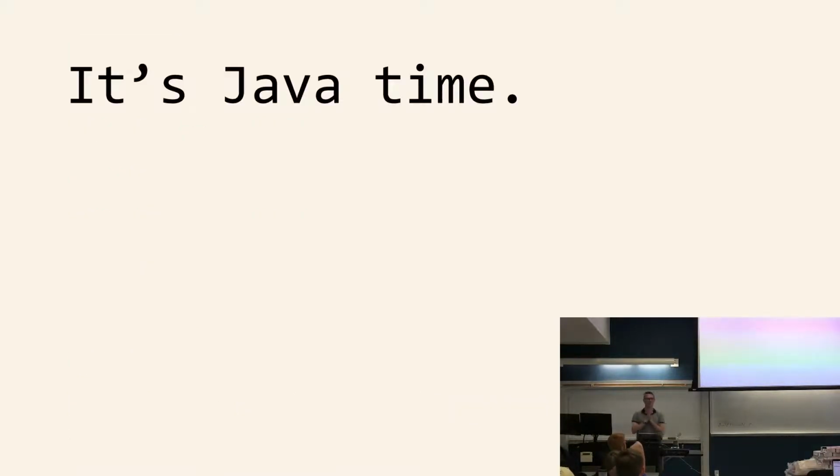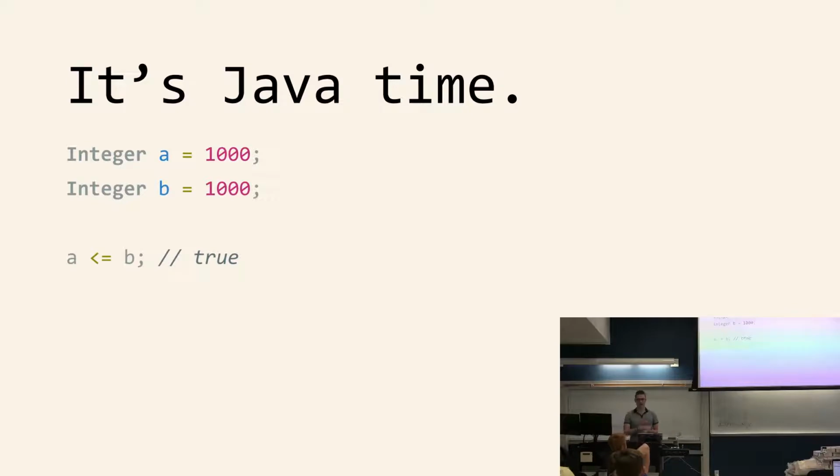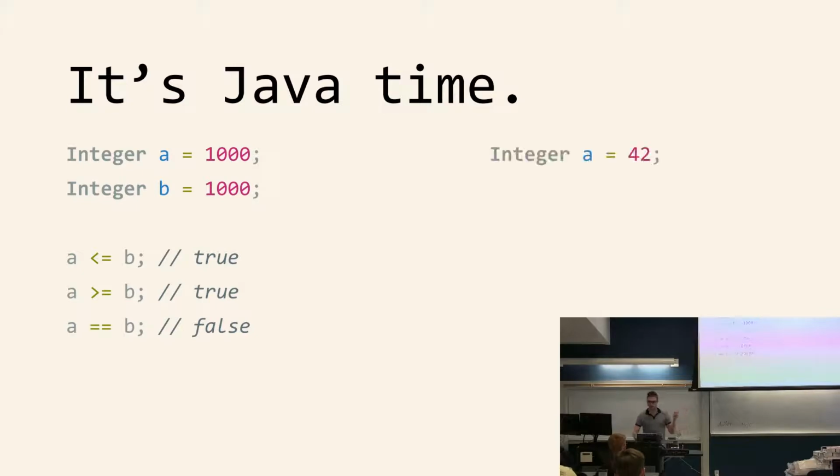Now it's Java time. I love this one especially. All right, we're going to declare 2 integers. Cool. And as you expect, A is less than or equal to B. A is greater than or equal to B. Makes sense. A is equal to B is false. That's expected. These are objects. They don't actually point to the same value, even though they have the same value. You're actually declaring the objects here, therefore it's false.